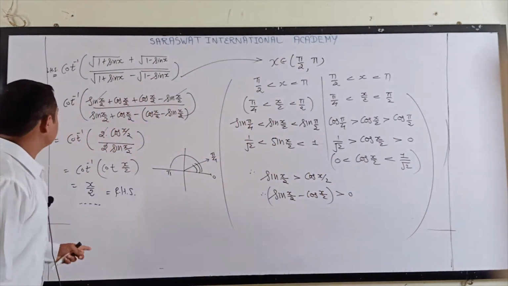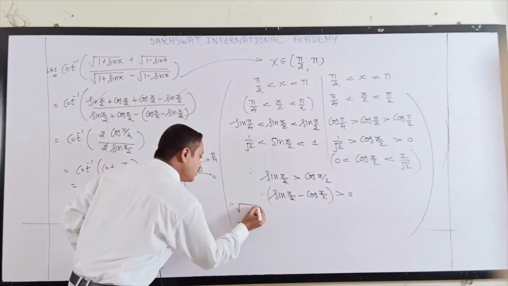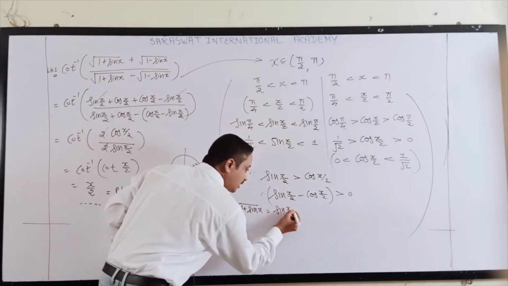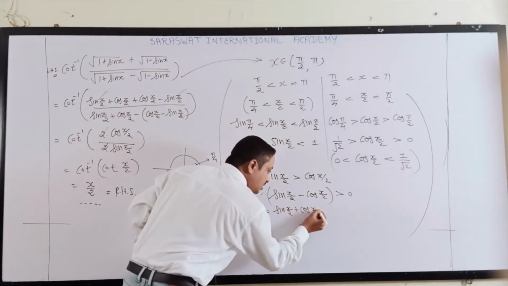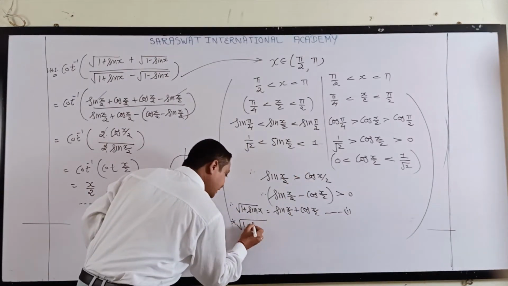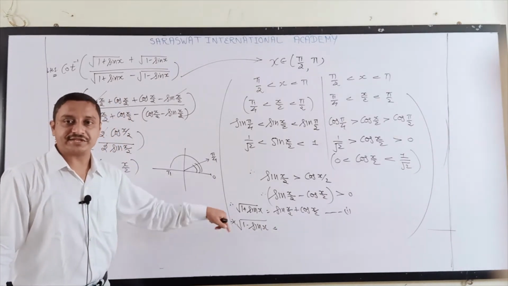So students, in equation number 2, this value I change here. So what is your first equation? 1 plus sin x is the same as sin x by 2 plus cos x by 2. Here nothing changed. But these are changed. 1 minus sin x, this value is 1 minus sin x.